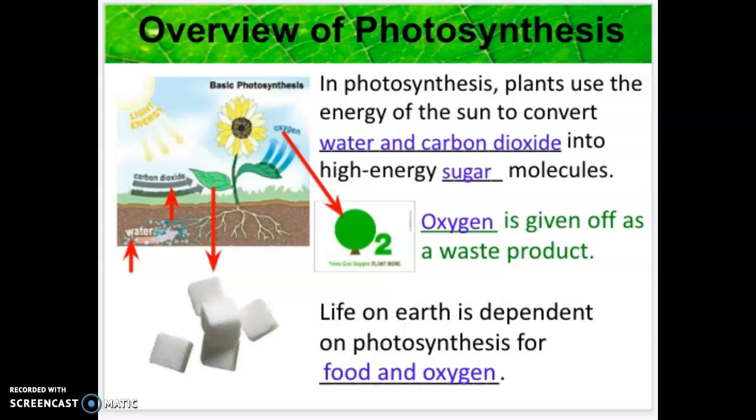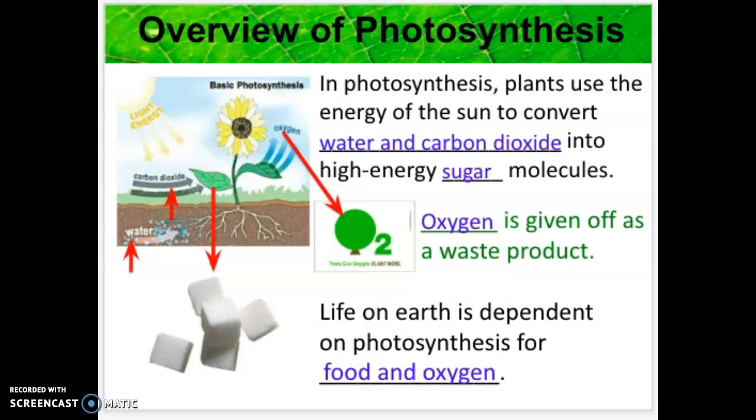All right, so photosynthesis. Photosynthesis occurs in plants, and they use the energy of the sun to convert water and carbon dioxide into high energy sugar molecules. So what's going into the system is sunlight, water, and carbon dioxide. What's coming out is sugar and oxygen. Oxygen is a waste product that's given off, and that is something that we animals use in order to undergo cellular respiration, which we'll talk about next week.